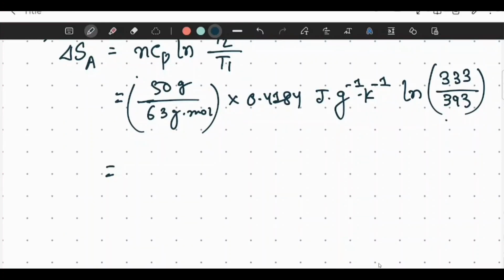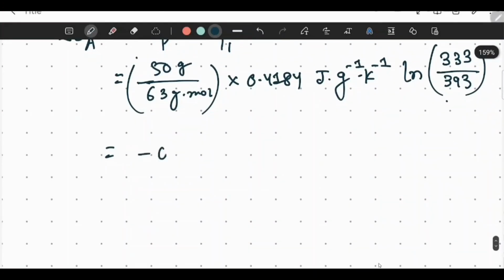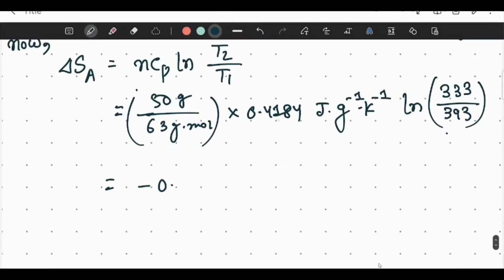So ln 333 divided by 393, into 0.4184, into 50, divided by 63. So it is minus 0. Okay, sorry, there will be another factor here: 63 gram per mole inverse will also be there.